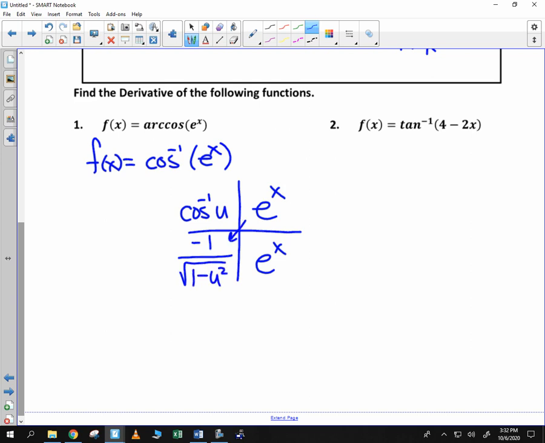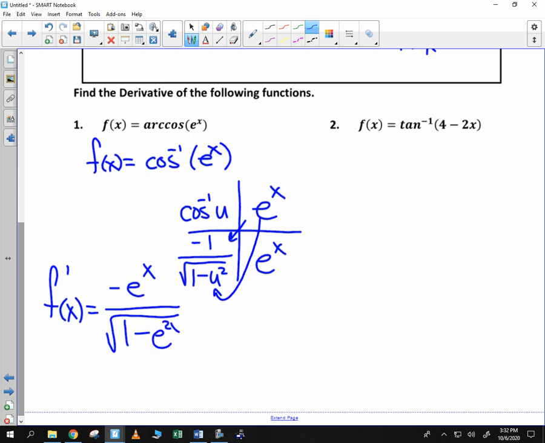So I'm going to multiply these together. When I multiply these together, I get a negative e to the x in the numerator. And in the denominator, I have the square root of 1 minus, and I have to plug that e to the x in for u and square it, so I get e to the 2x. And that's it.